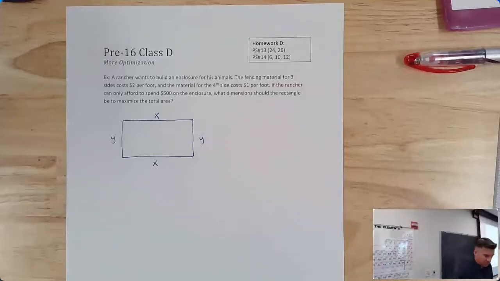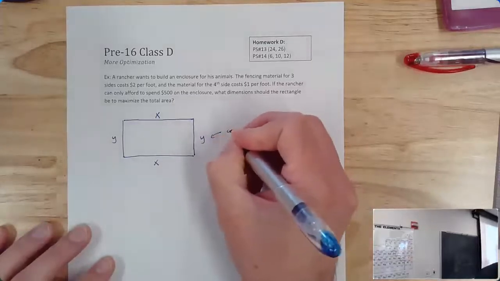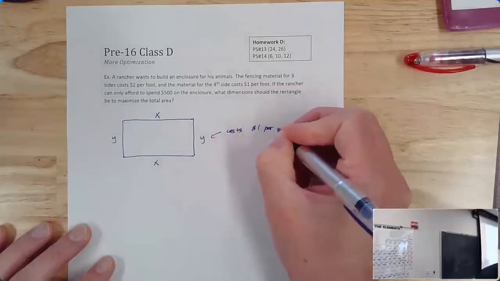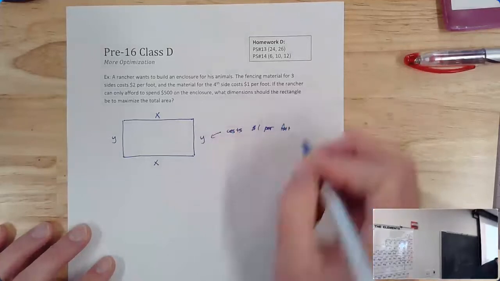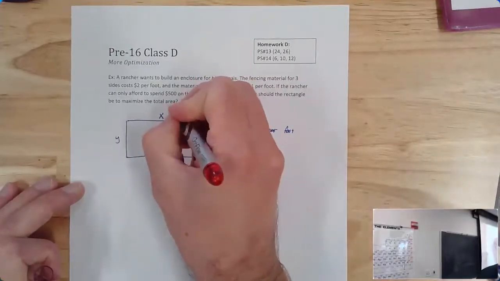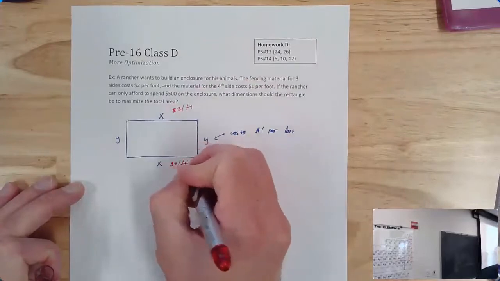So I'm going to say that this is the side that costs $1 per foot. And these other sides are the $2 per foot sides. This is $2 per foot. This is $2 per foot. This is $2 per foot.